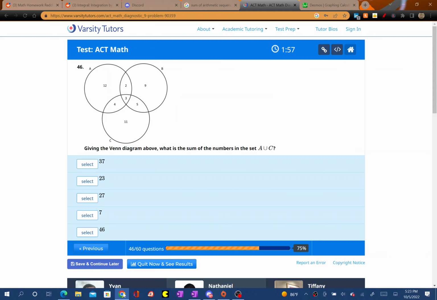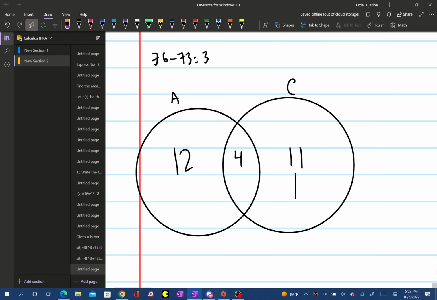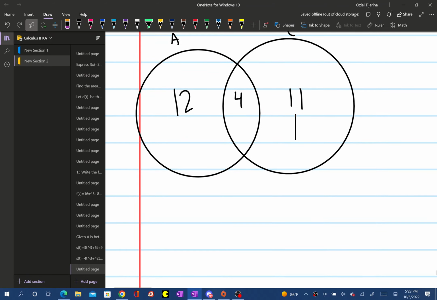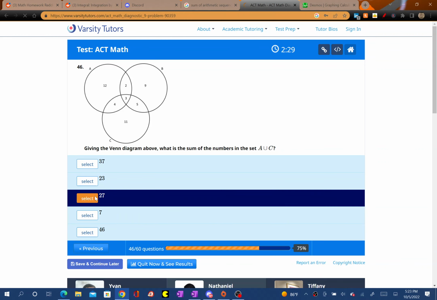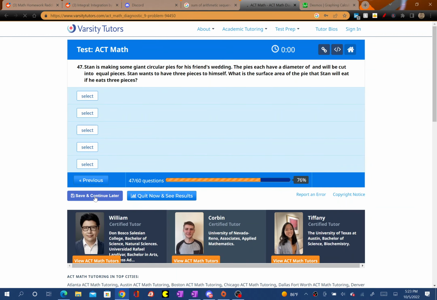Now, they're saying what is the sum of the numbers in the set A union C. So, okay. Let's see. I don't know if I should do 16 plus 11. If I do 16 plus 11, that leaves me 27. I'm gonna go with the third one. I don't know, I'm not 100% sure.